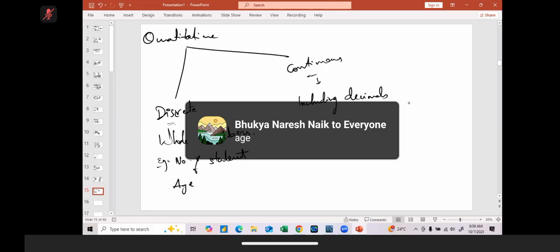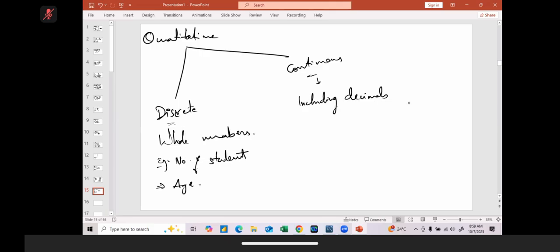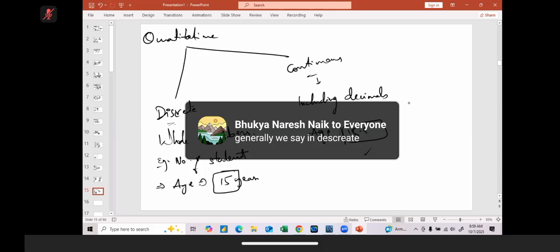Next, age. Does age come in discrete or continuous? If we just consider, for example, our age is 15 years, this is discrete. If we say our age is 15.5, 15 years and 6 months, we can proceed in that way also. So age will come under both of these, based on the situation.